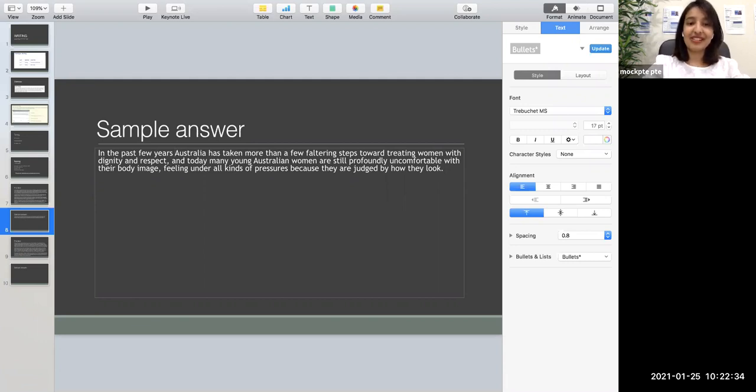In the past few years, Australia has taken more than a few faltering steps toward treating women with dignity and respect. And today, many young Australian women are still profoundly. Profoundly is also a supporting word. It's not a keyword. So what I can do, instead of profoundly, I can replace it with significantly, same meaning. Do it only if you're sure. Otherwise, leave it as it is, so that you don't lose any points for grammar or spelling.